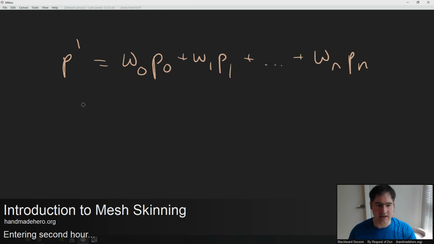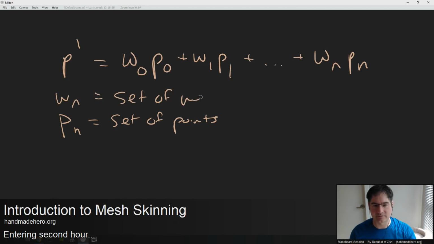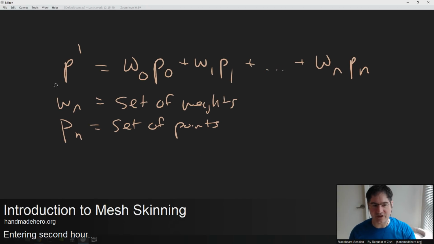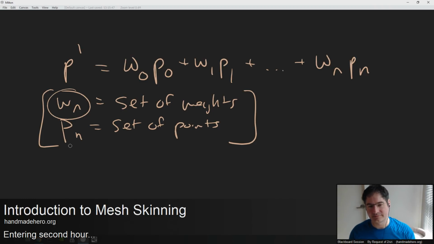That gives us a set of P's, right? So we have our set of points, that's our P. Pn equals our set of points, and we have Wn equals our set of weights. These are the fundamental concepts of blending. Extremely straightforward. A set of scalar numbers, 0.5, 0.2, 0.2, whatever, 0.1, and a set of input points.